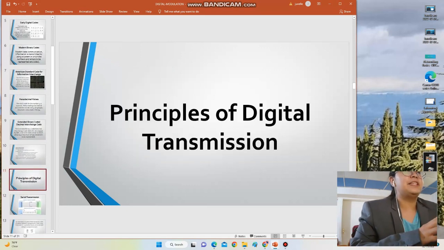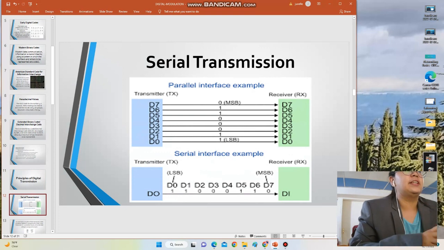Principle of digital transmission. This is the serial transmission, and this is the parallel interface example, with transmitter TX and receiver RX. And this one is the serial interface example, with the transmitter TX and the receiver RX.